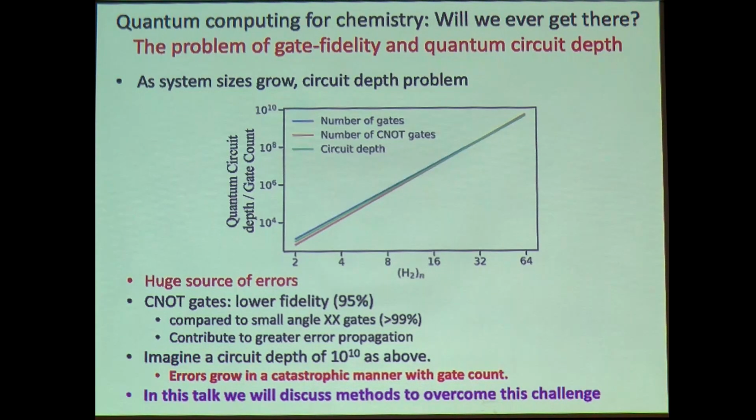The problem that happens is that when you have gate depths of the order of 10 to the power of 10 with 95% fidelity, you essentially end up with completely wrong results, right? And that's the problem. The reason why we cannot do quantum computing today is because most problems in quantum computing, and here I've got a very simple problem with just H2 clusters. There are 64 of them, and the basis is STO-3G. So it's electronic structure, okay? I'm using VQE, and the circuit depth goes up exponentially. So it's a very hard problem to do.